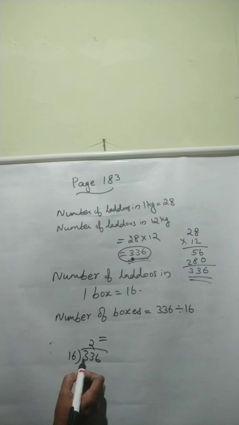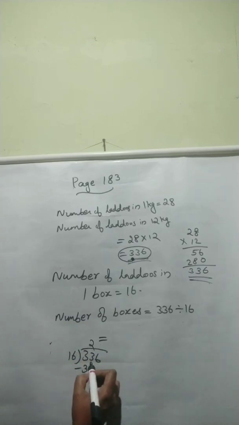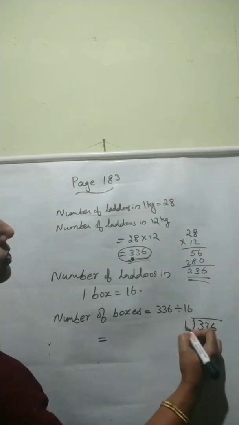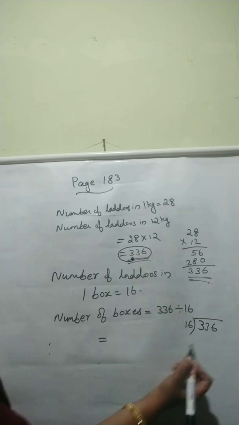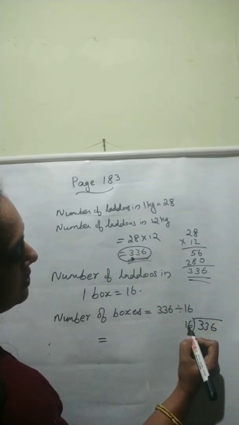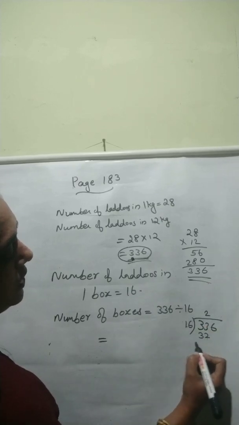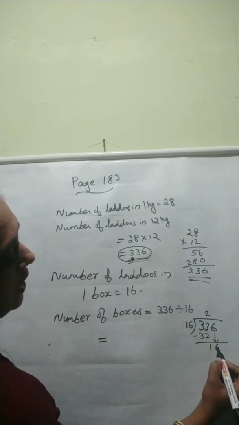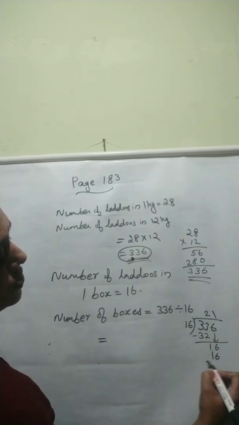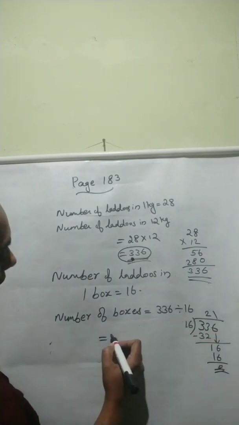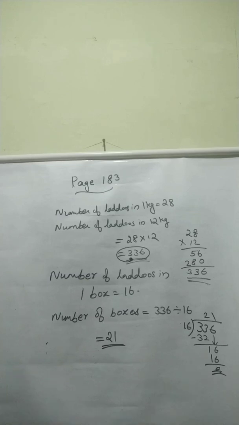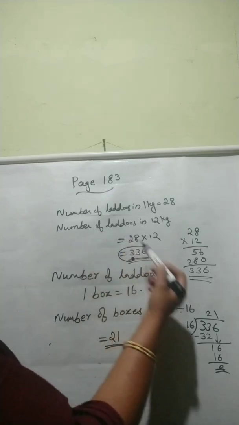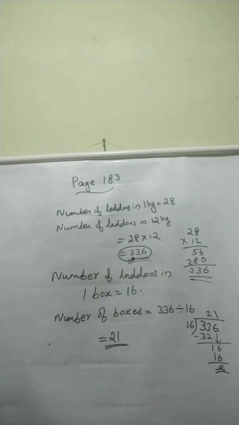So 2 sixteens are 32. Then subtraction. How can we subtract? I will do this one in detail. That is 16. 3 is smaller than 16. So we have to consider 33. Then 16 times 2, that is 32. Then subtraction, 33 minus 32 is 1. Write down this 16. So 1 times 16 equal to 16. So we got it here. Now we can say 21 boxes needed. Total 21 boxes needed. In each box we can pack 16 ladoos. So we can pack these 336 ladoos.